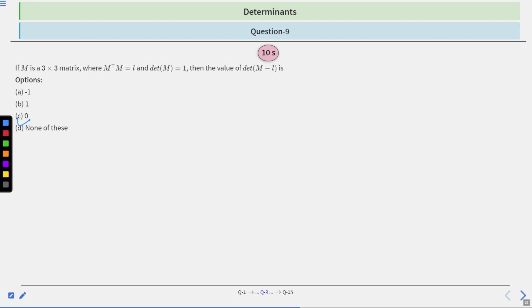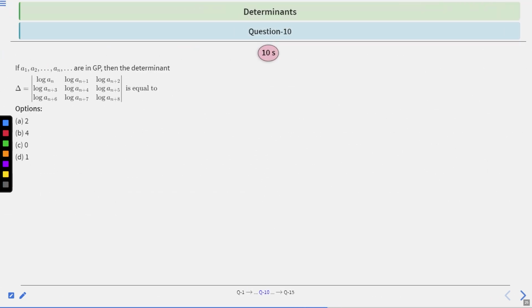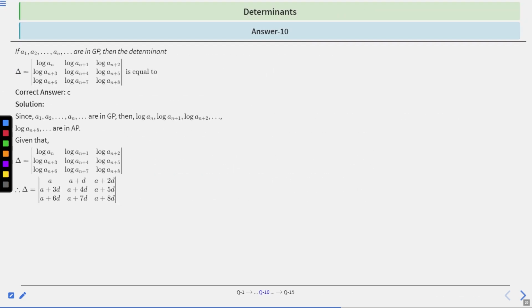Clear? Let's move to the next question. Question number 10. If A1, A2 till AN are in GP, then the value of this determinant is equal to. So you have 10 seconds to solve this question. After 10 seconds, we will discuss the solution. Okay, let's move to the solution part.